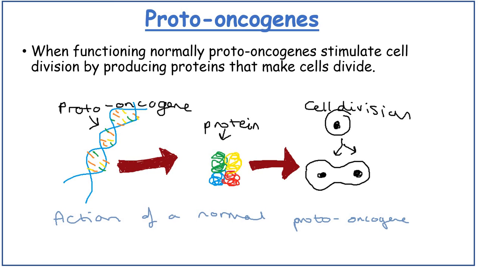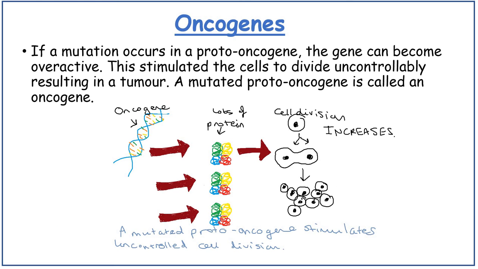Proto-oncogenes. When proto-oncogenes are functioning normally, they stimulate cell division by producing proteins that make cells divide. If a mutation occurs in a proto-oncogene, the gene can become overactive, and this stimulates the cells to divide uncontrollably, resulting in a tumour. A mutated proto-oncogene is called an oncogene.